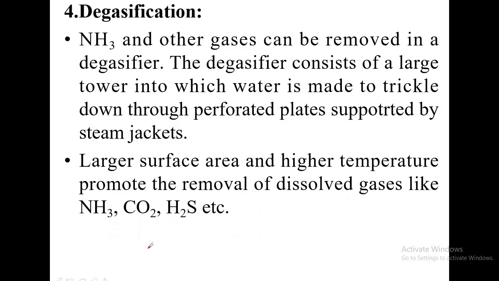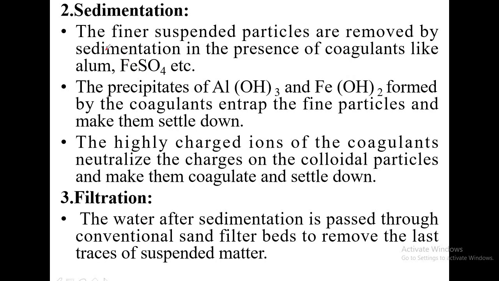The next step is sedimentation. The sedimentation process we have already studied in primary treatment. It is the same thing, using coagulants, and the most commonly used coagulants are potash alum and ferrous sulfate. When these are added to sewage water, they get precipitated as aluminium hydroxide and ferrous hydroxide respectively. These precipitates are heavier. They entrap all the finely suspended particles present in water and make them settle down.